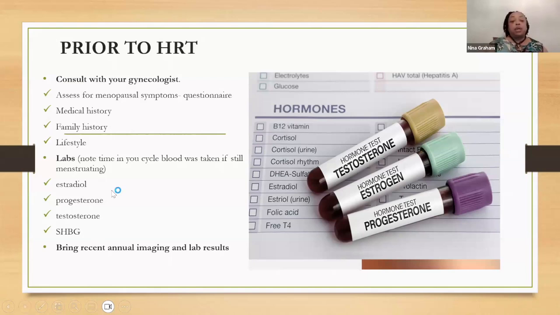I had a patient come in and the doctor didn't do sex hormone binding globulin, which is the protein that carries these hormones around. And I told her, listen, I can't assess these levels unless I know what those levels are. So make sure that that is done too. And if you've seen anybody for your annual, make sure you bring those results along with imaging.